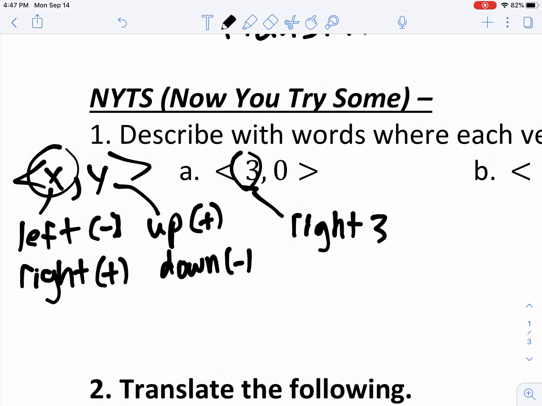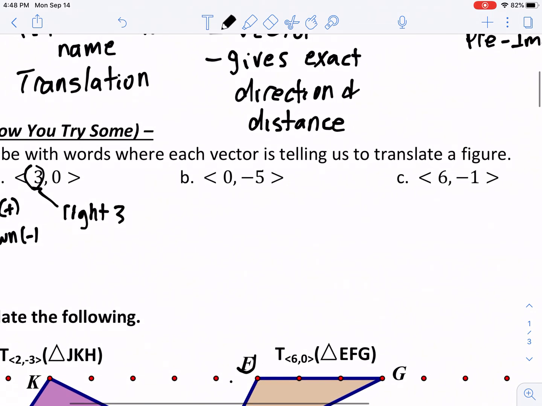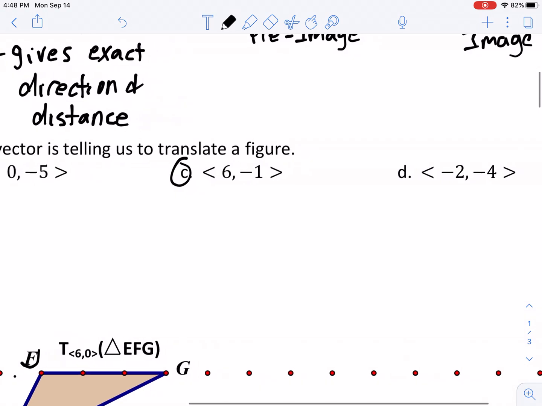Now, if I have 0 for my Y, what do you think 0 means for the Y? Well, it means it's not going up, it's not going down, it just stays the same, right? Nothing's actually changing there, okay? So if we ever have a 0 either for the X or the Y, that means there's no change. It doesn't move left, it doesn't move right, it doesn't move up, it doesn't move down, okay? Let's skip B. We can do that one together in class. Let's work on number C here.